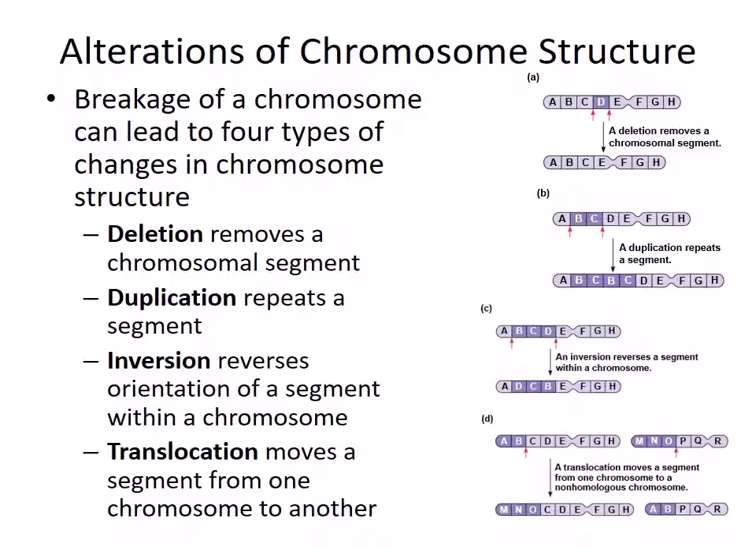There are several different ways chromosomes can have their structure altered. A breakage of a chromosome can lead to four different types of changes in chromosome structure, and I think they're pretty well named for what they are. A deletion removes a segment from a chromosome, a duplication just repeats a segment, an inversion flips the orientation of a segment within a chromosome, and a translocation moves a segment from one chromosome to another.